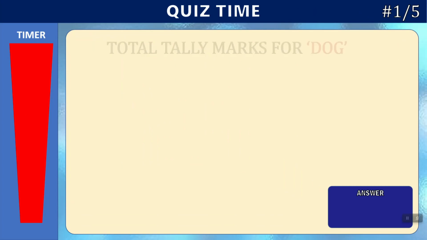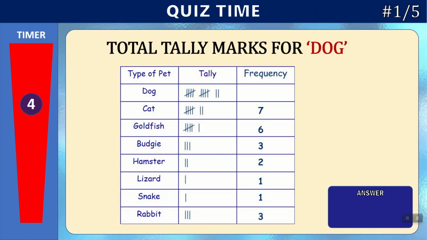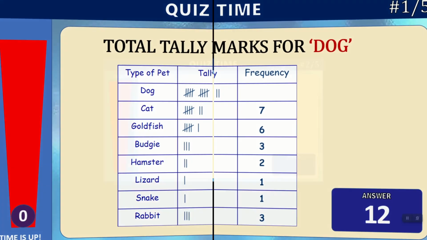And now it's quiz time. What are the total tally marks for dog in the table below? Time's up. We can see next to dog we have a group of 5, another group of 5, and 2. 5 plus 5 plus 2 is 12.